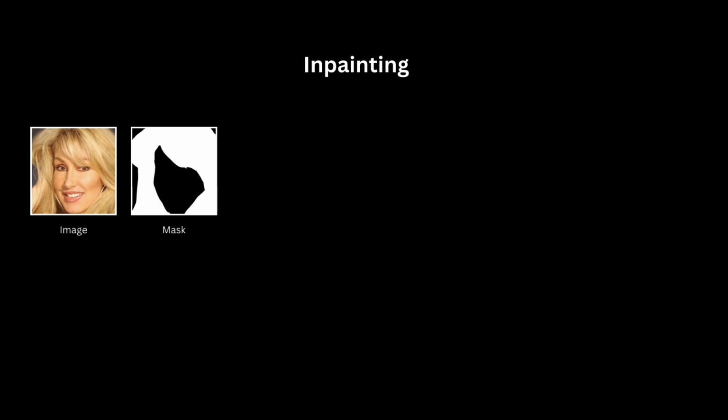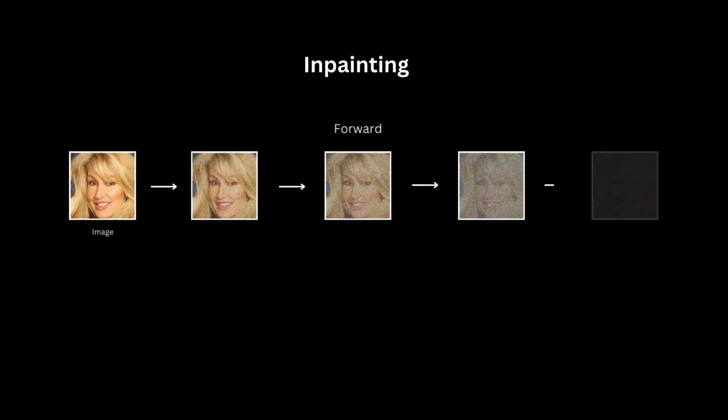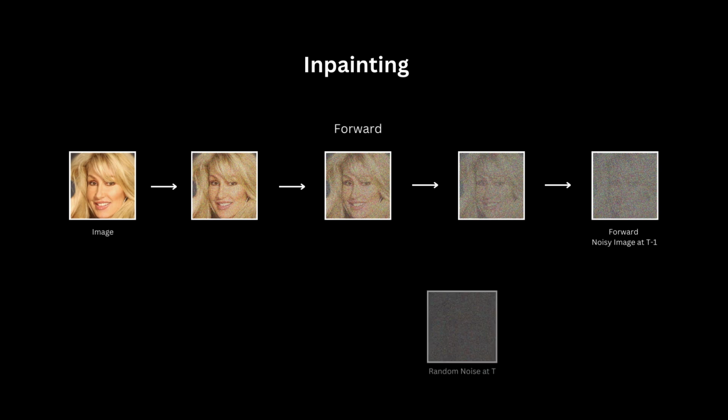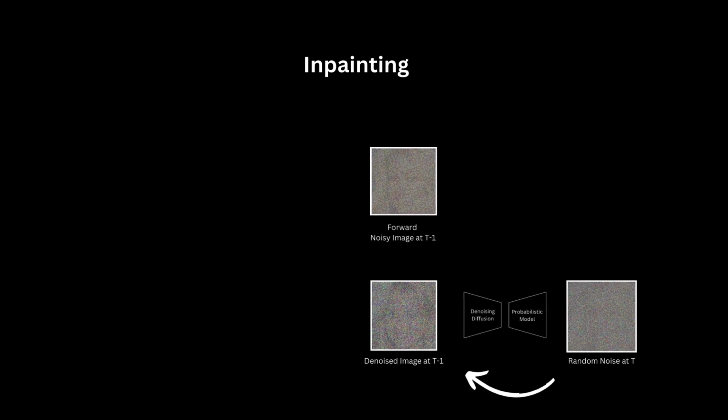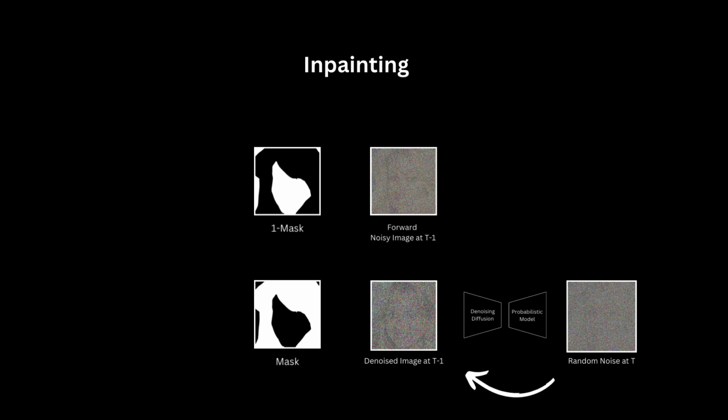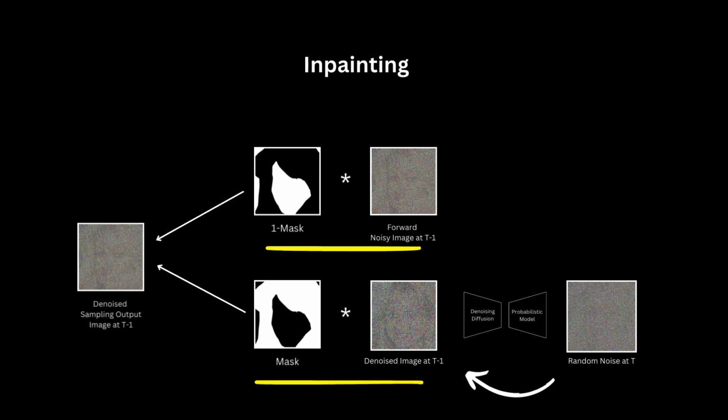What we can always do is take the original image, run it through the forward process, generating a sample at each of those noise steps. Then while we are generating a sample from random noise using our trained diffusion model, once we have the denoised image at t-1, we use the mask and inverted mask to combine the two images at t-1, where the inverted mask is multiplied with the noisy version of the original image at t-1, and the mask is multiplied with the current denoised image prediction by the model at t-1.